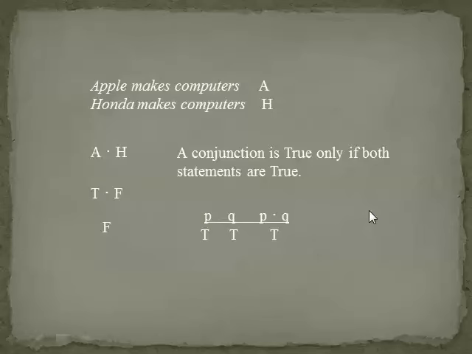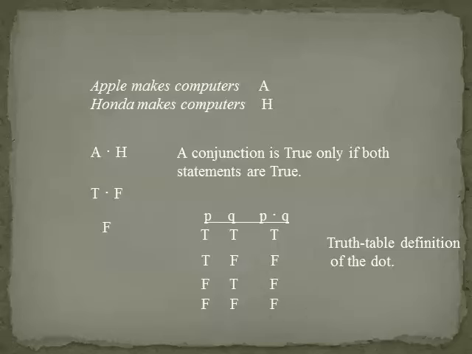Here's what the truth table for that looks like. If both statements P and Q are true, then the conjunction of them is true. But if one of them is false, the conjunction is false. And that's the case regardless of the order they come in. And if both of them are false, then again, the claim that they're both true is wrong, or is false. And this is called the truth table definition of the dot.